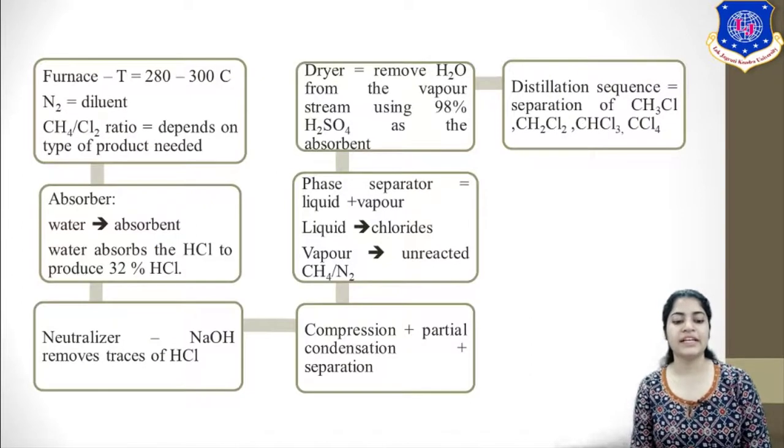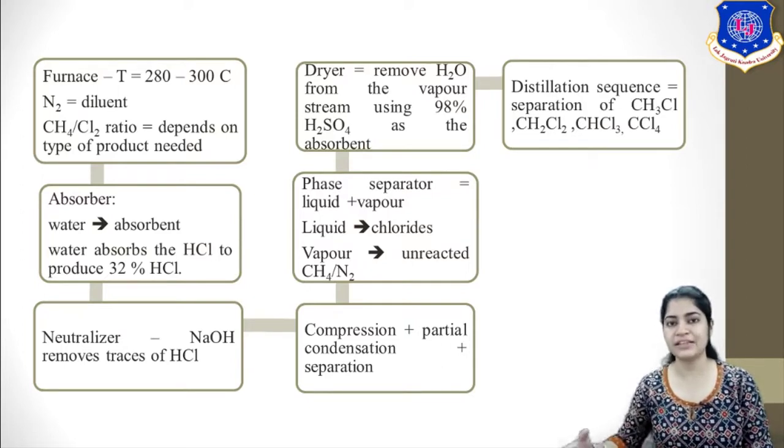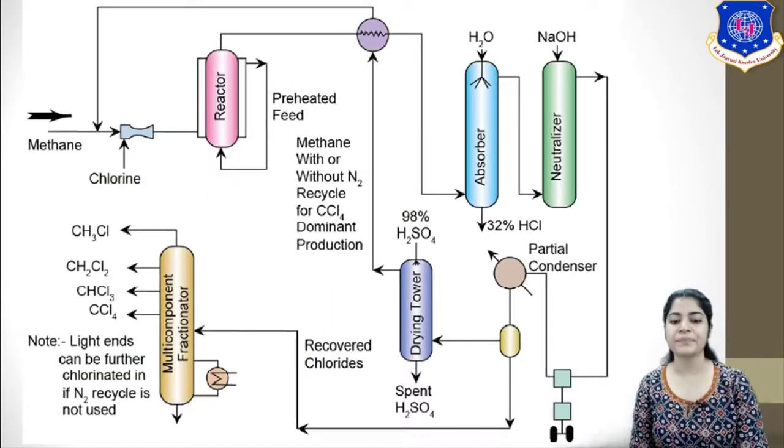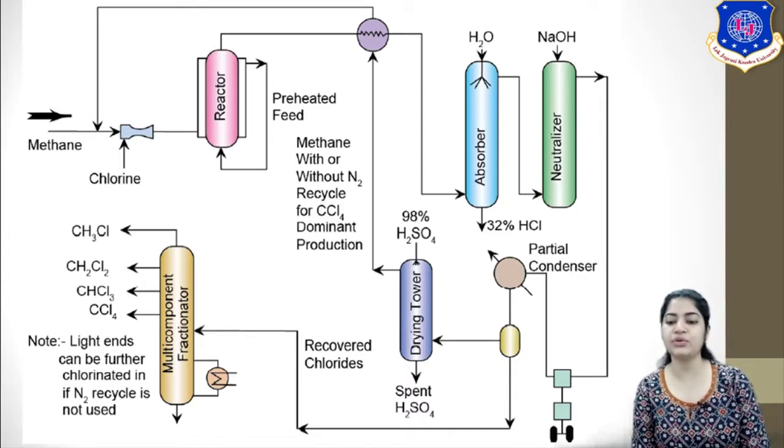Then this reaction mixture is sent to the absorber, where you are using water as your absorbent. Water absorbs the HCl gas which is produced, and thus a 32% HCl solution is produced. HCl is the byproduct which is formed here, right? So HCl is absorbed using water. You can say that the absorption process happens in a counter current fashion. From the bottom you get your 32% HCl solution.